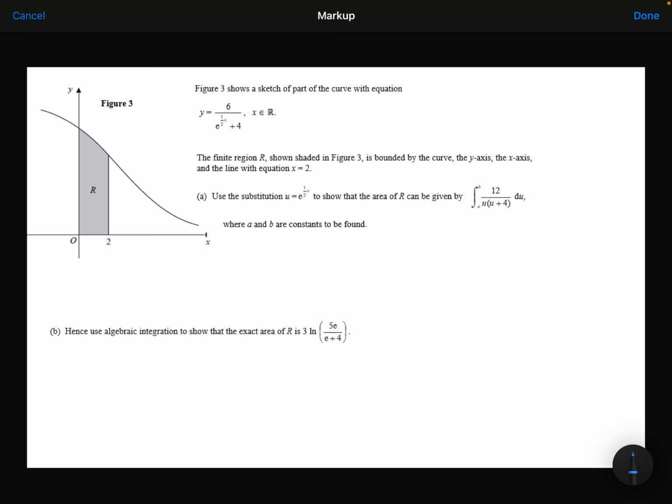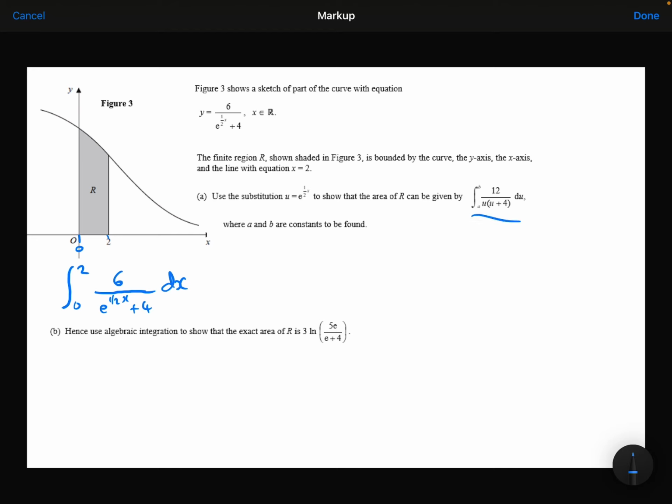So we'll start off with the way we would calculate the area under the curve, which would be the integral between our lower limit of 0 and our upper limit of 2 of y, which is the 6 over e to the half x plus 4, with respect to x. Now we're going to use the substitution to try to turn that into this.